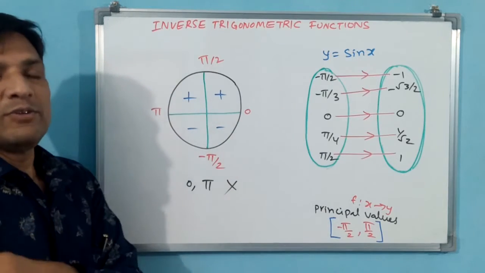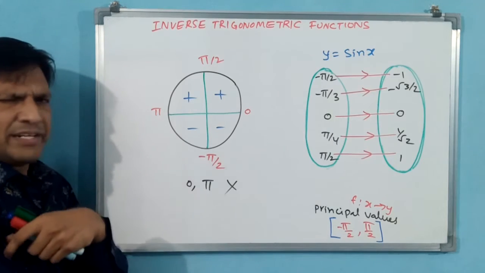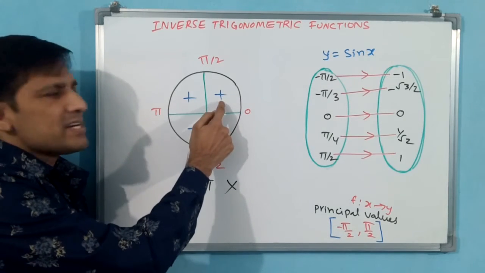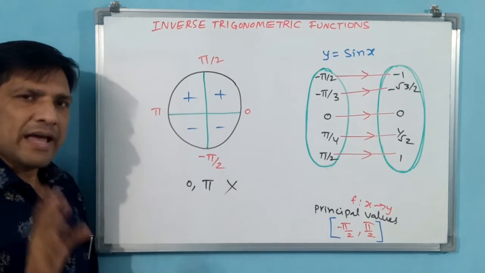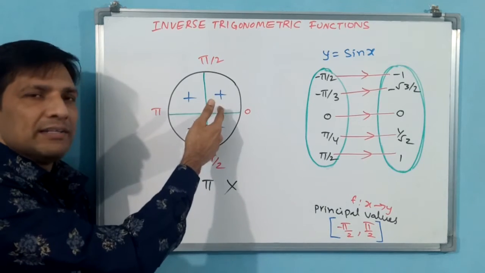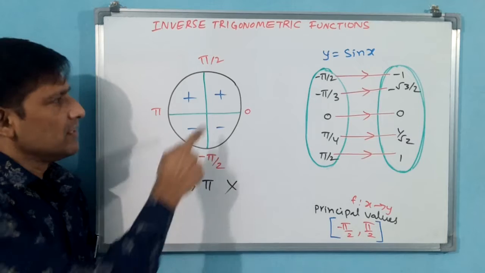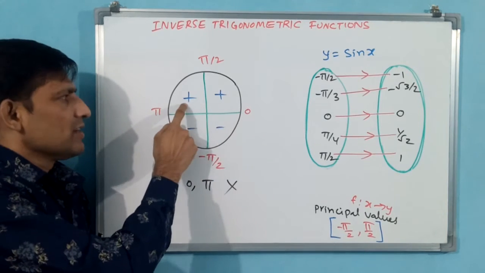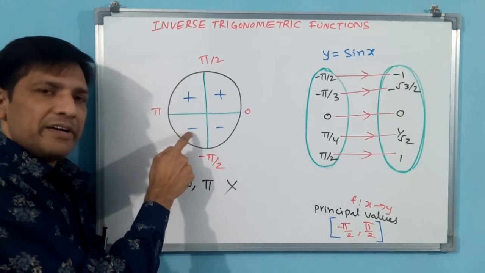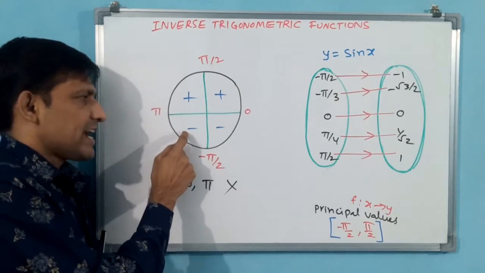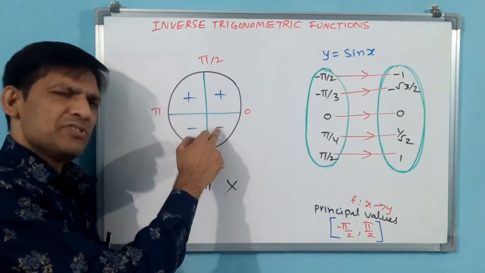Then what are principal values? What the mathematicians or scientists have made is that the first quadrant is common for all. In the first quadrant, everyone is positive. All Silver Tea Cups: all, sine, tan, cos, all positive. Silver, sine positive, cosecant also positive. Tea, tan positive, cot positive. Cups, cos positive, secant positive.